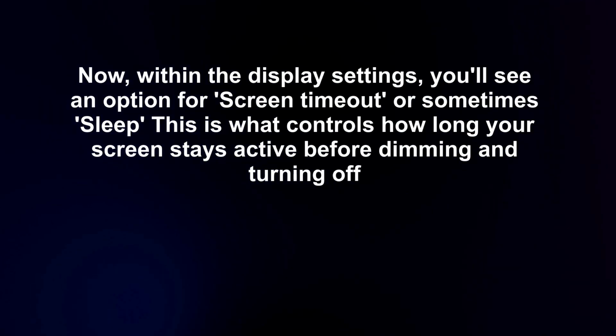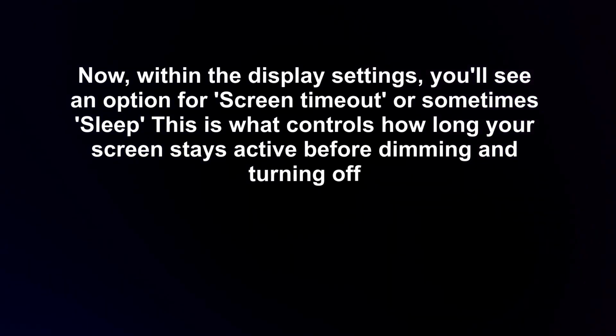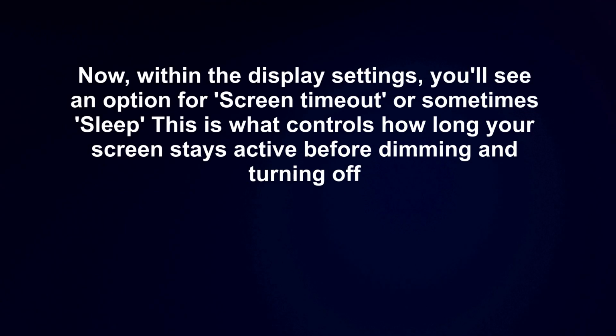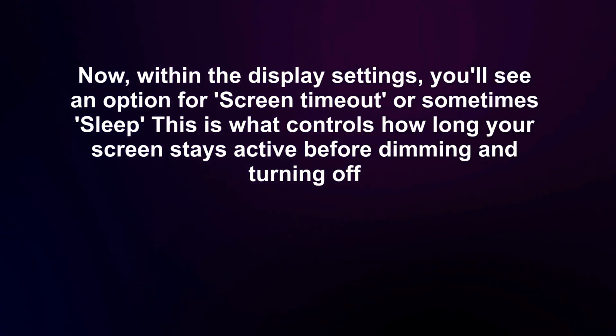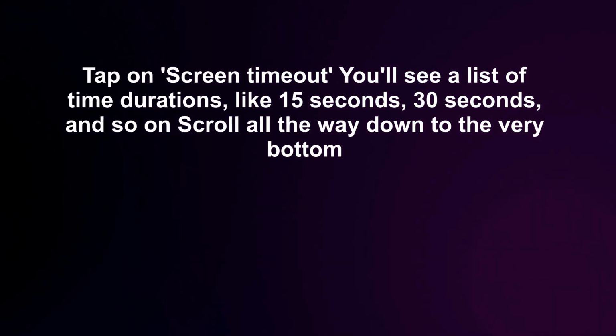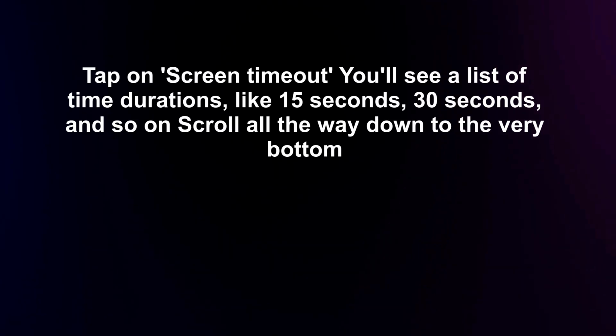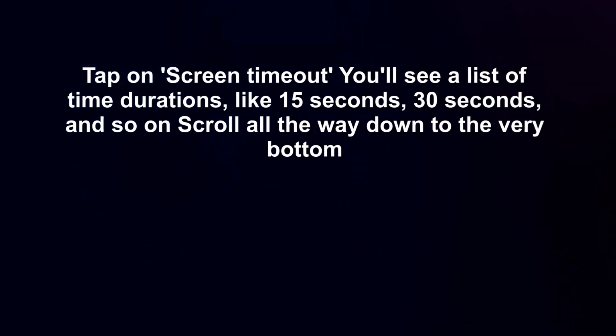Tap on that. Now, within the display settings, you'll see an option for screen timeout or sometimes sleep. This is what controls how long your screen stays active before dimming and turning off. Tap on screen timeout. You'll see a list of time durations, like 15 seconds, 30 seconds, and so on.